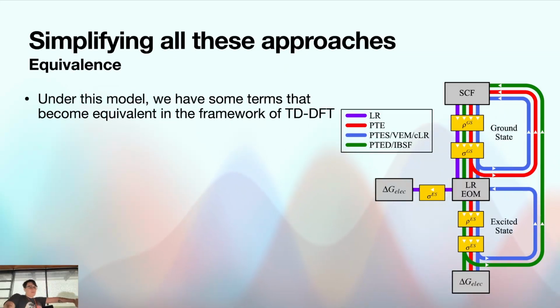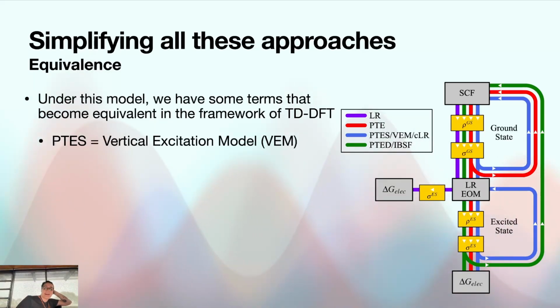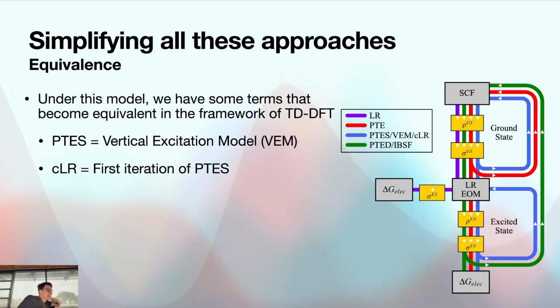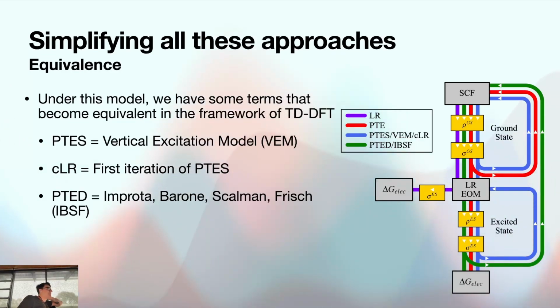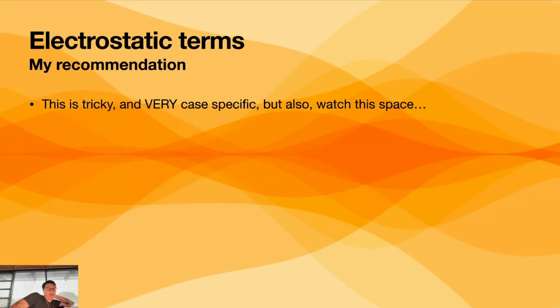Under this model, we have some terms that become equivalent in the framework of TD-DFT, as I've sort of hinted at in my figure. So PTES is the same as VEM. Corrected linear response is the first iteration of PTES, and PTED is also known as IBSF, or Improta, Barone, Scalmani, and Frisch. So it's very tricky and very case-specific, but also watch this space.